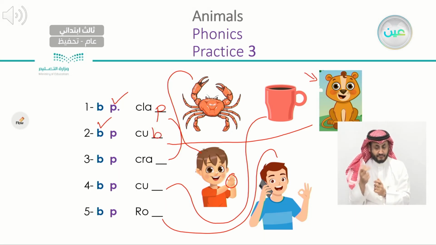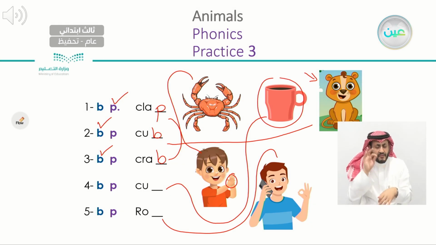Number 3, this animal lives in the sea. It's called a crab. Number 4, we use this to drink hot cocoa with, right? It's a cup. Number 5, this man, he's saying his name on the phone. My name is Rob.